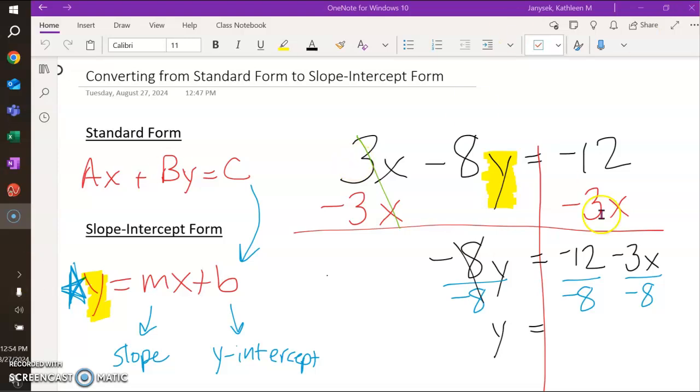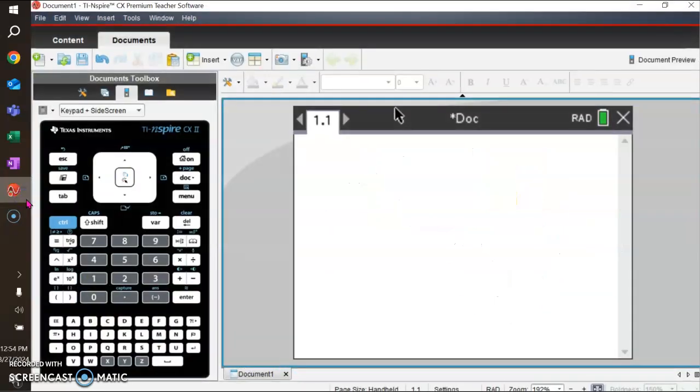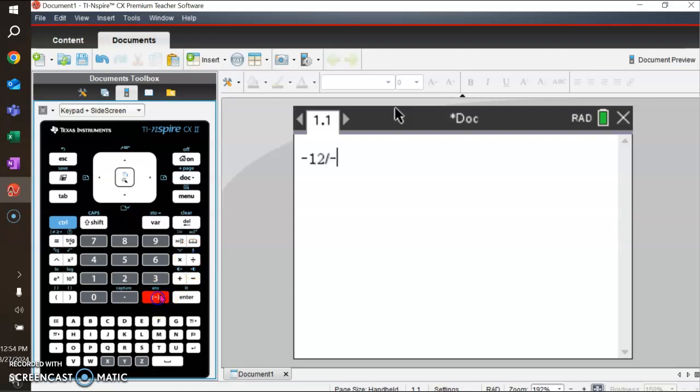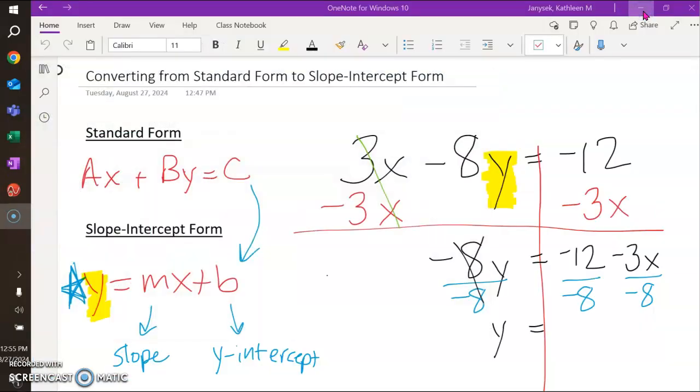And so for fractions that look like they're not going to be whole numbers, you can type them in your calculator. So in this case, negative 12 divided by negative, make sure you're using the negative button, not the minus, 8, and we get positive 3/2. So I'm going to put positive 3/2.